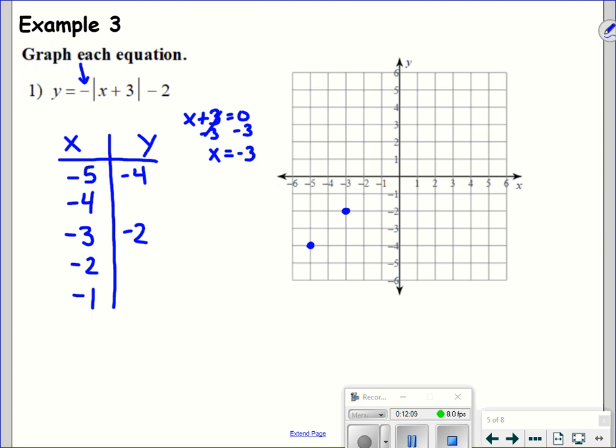Let's try that same routine with a negative 4. And I'm just kind of talking through this. You could be doing scratch work off to the side if that helps keep your thoughts organized. It doesn't take much time to plot these out. So negative 4 plus 3 is negative 1, absolute value of which is positive 1. Then I throw that negative on it. Negative 1 minus 2, negative 3.